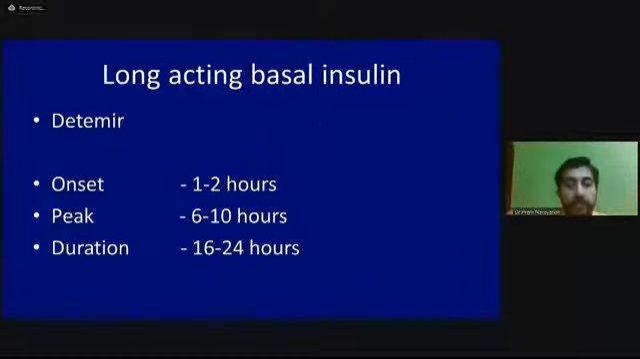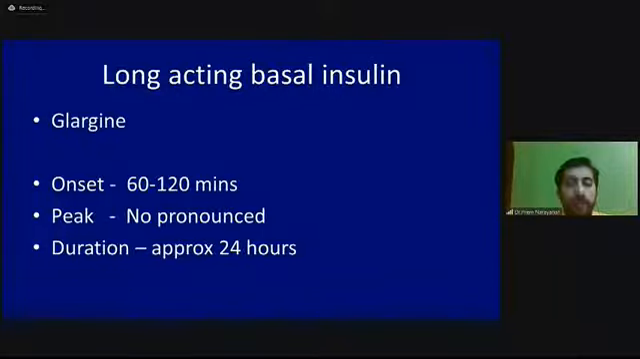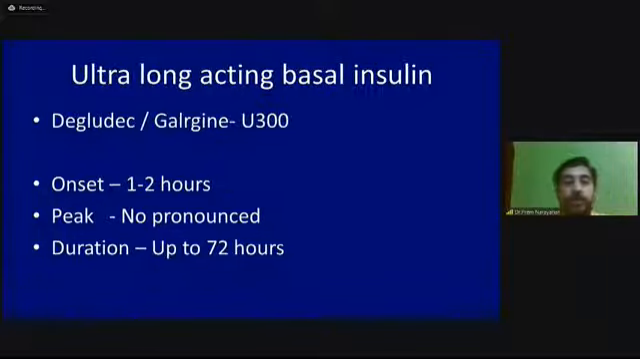Then the long-acting basal insulin, Detemir, again the first generation: onset at 1 to 2 hours, peak action at 6 to 10 hours, and the duration varies from 16 to 24 hours. Glargine, the onset is 60 to 120 minutes. No pronounced peak, even though a slight peak is said to be there at around 6 to 8 hours. The duration of action is approximately 24 hours, not a full 24 hours.